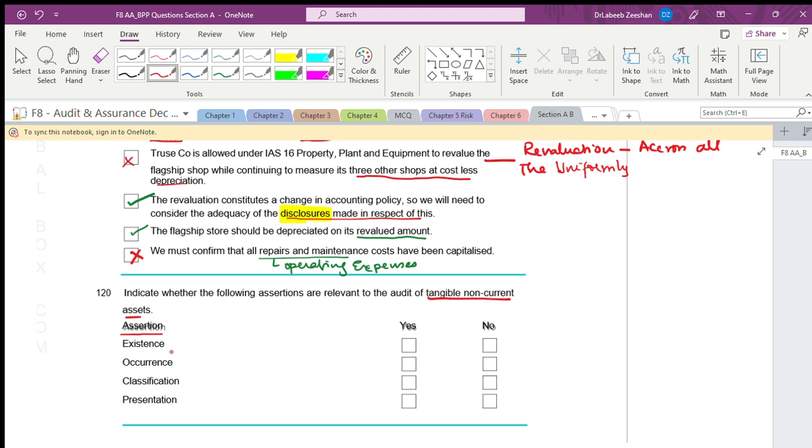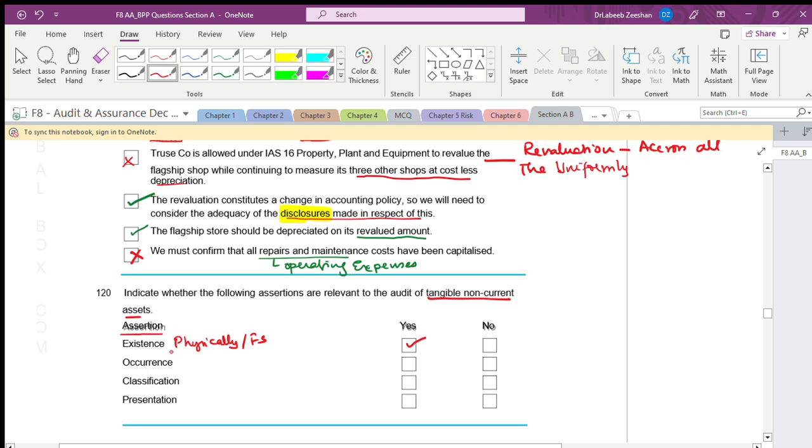Now, which are the assertions related to tangible non-current assets? Existence: the asset has to exist. It has to exist physically, and it has to exist in the financial statements also. This is one of the assertions of non-current assets.